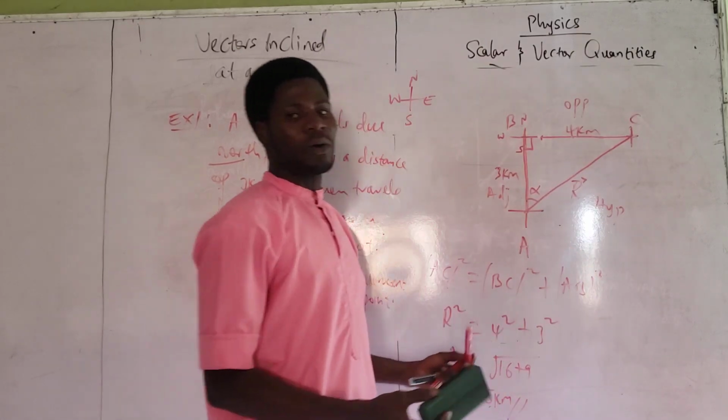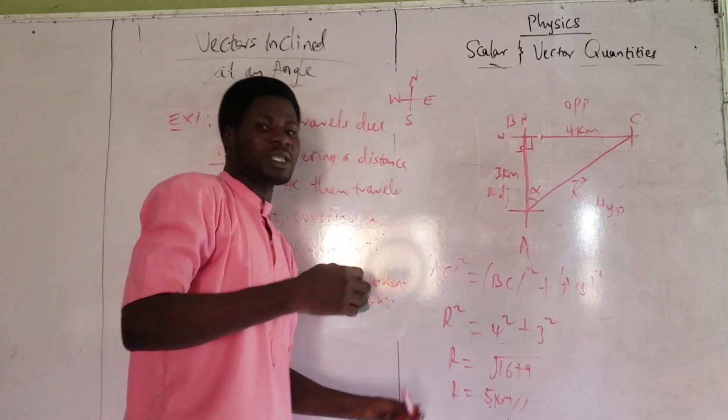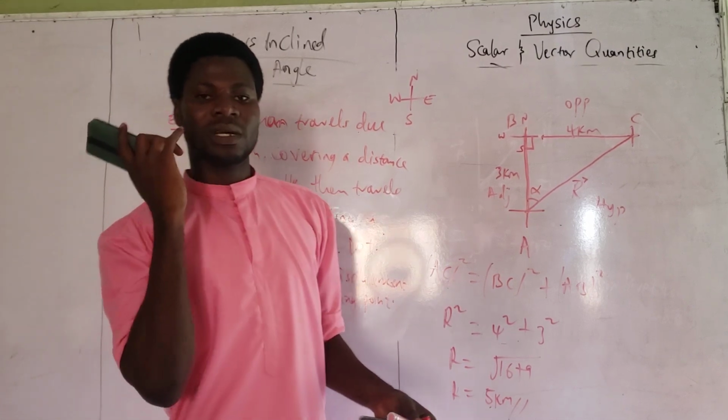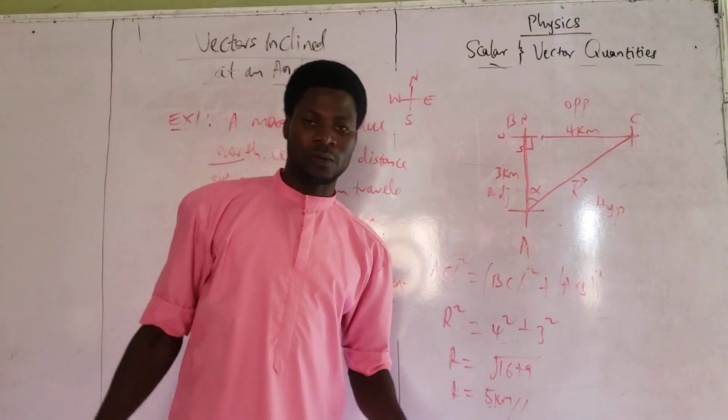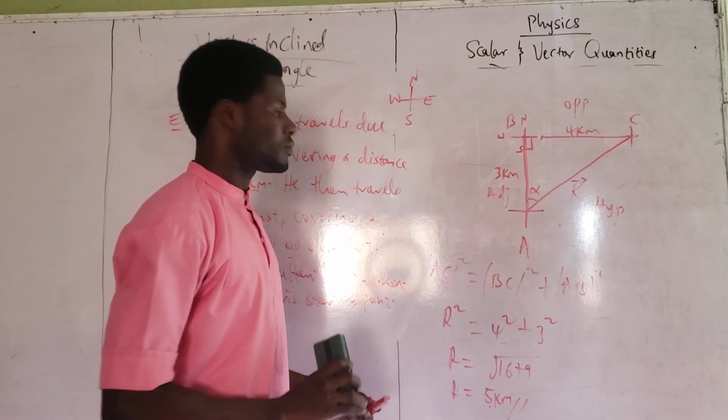But for the direction now, that is where trigonometric ratio comes in. So both Pythagoras theorem and trig ratio are used under the same condition, and that is in a right angle triangle. Okay?